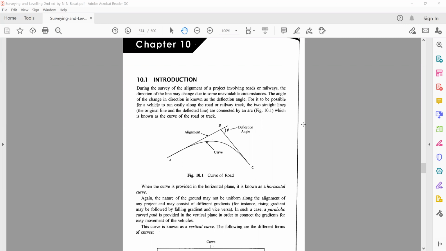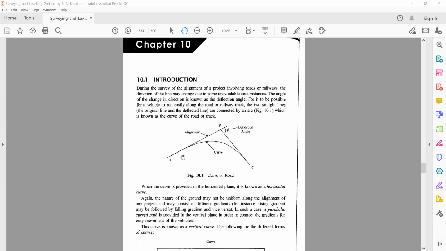So if you have a road project or a railway project, you would have different alignments, and when you want to join them, you cannot join them at an angle. So that is when a curve comes in, which helps you to join them in a very smooth way, so that those traveling on that stretch do not feel that sudden change of direction.